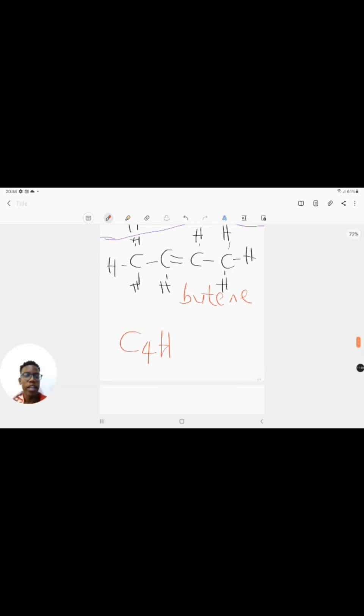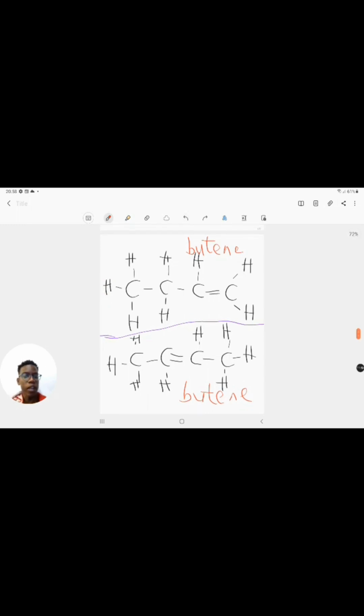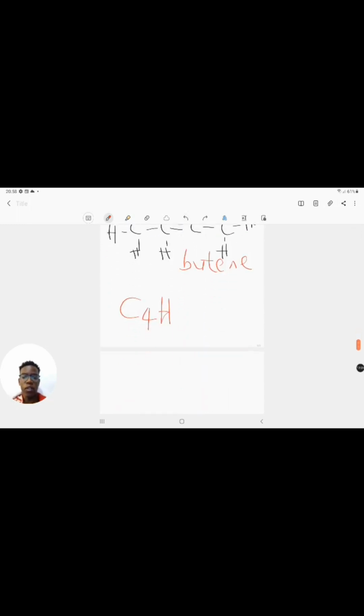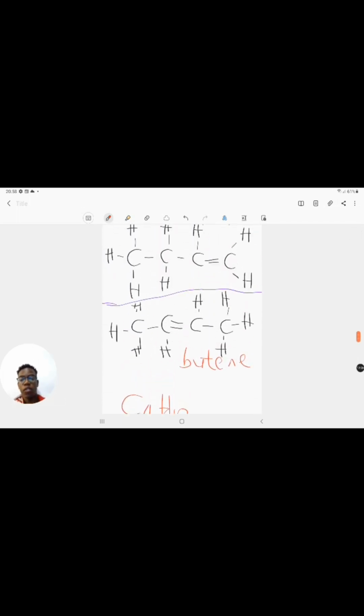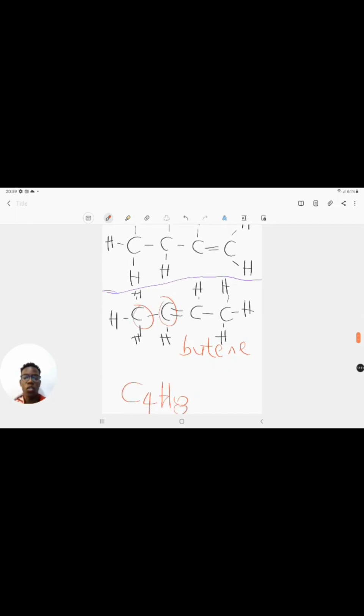And how many hydrogen atoms does this have? It has 1, 2, 3, 4, 5, 6, 7, 8. You could have found this from the general formula that we covered in our very first video. So you've got 8 hydrogen atoms and 4 carbon atoms for both of them. Here that's 1, 2, 3, 4 as well, and that's 1, 2, 3, 4, 5, 6, 7, 8. Remember, this is butene, and butene is C4H8.